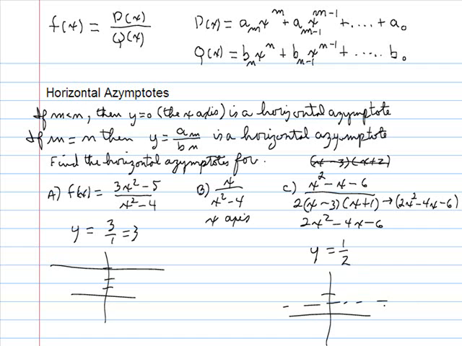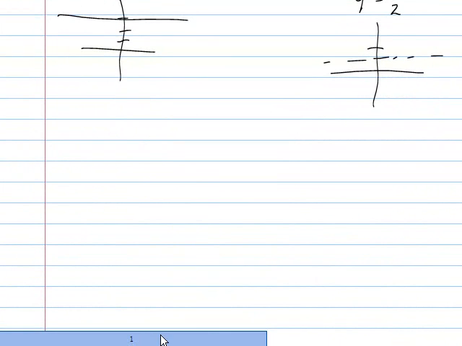Now we'll see how we use these asymptotes, vertical asymptotes, zeros, etc., to graph when we look at the next podcast on graphing rational functions.